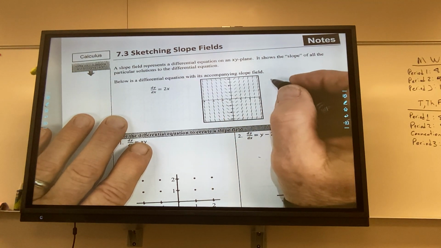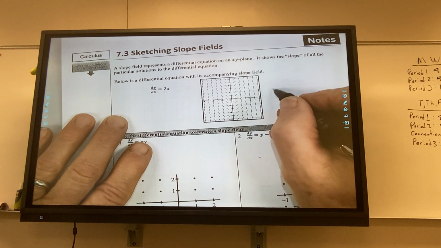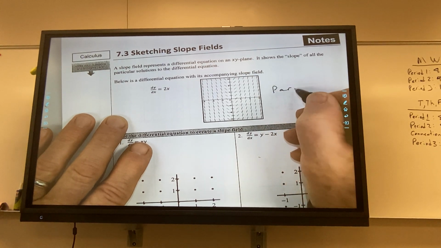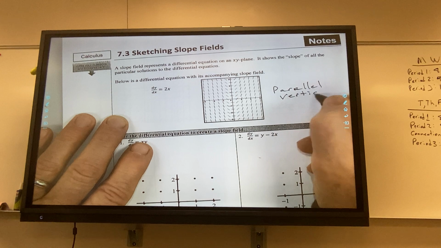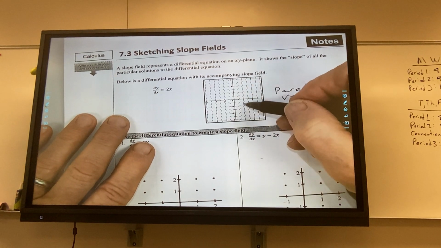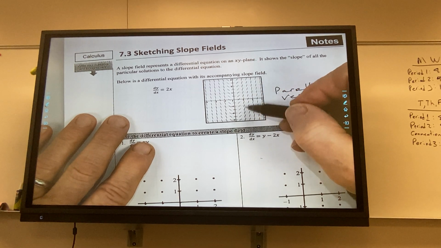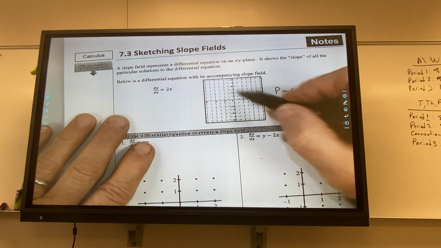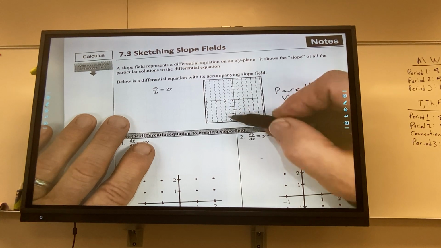The other thing I want you to notice is when it's in terms of x, they are parallel vertically. And it kind of makes sense because as we go vertically, this is x equals 1, and so going up and down, x never changes. So all of them will have a slope of 2. All of them here will have a slope of negative 2. So I use that, if it's in terms of x, it should look like this.